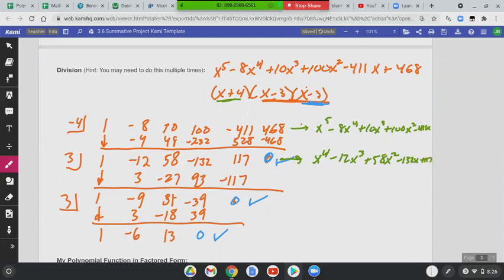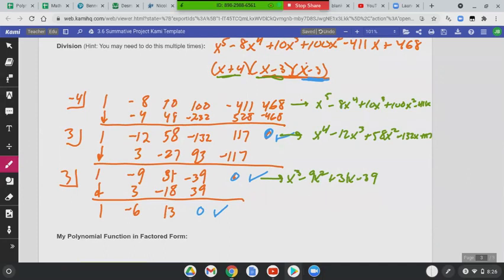Then I factored out a 3. Okay. And then it brings me down to x cubed minus 9x squared plus 31x minus 39. So I'm down to a cubic. And then I factor out my other 3. And now I'm down here, x squared minus 6x plus 13. I'm down to a quadratic. And now we have quadratic formula or factoring that we could use.